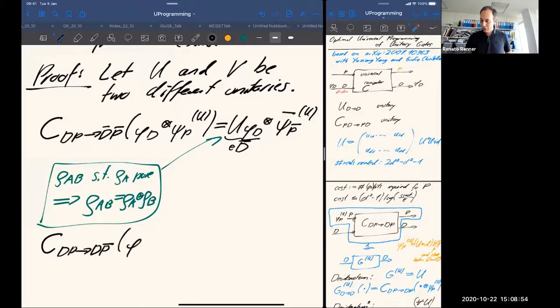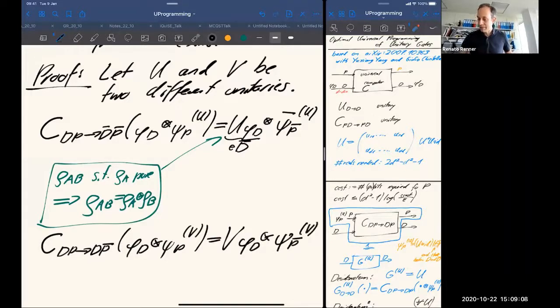Now, I just copy the whole thing again with V, because as I said, we want to apply two different unitaries. So I could also write down the whole thing with V. And of course, I don't require anything about the output on the program register, except that it's still some state that may depend on U and on V. I'm not necessarily requiring that this is still the same as the input program. That's why I also put the bar here. So the program may be destroyed by the universal computer. I wouldn't mind, in a way.